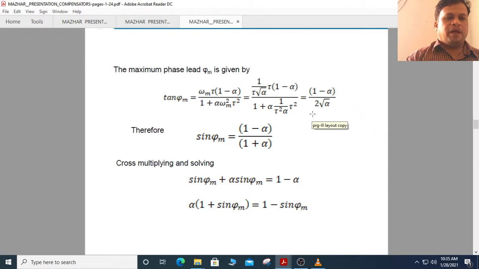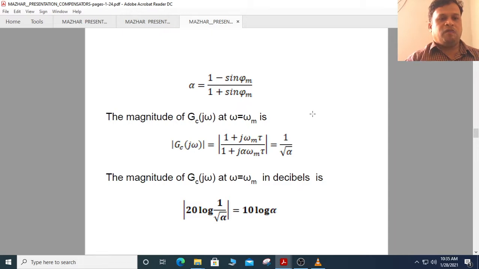Now cross multiplying and solving this equation, sin phi m plus alpha sin phi m is equal to 1 minus alpha. If you send the left hand side terms to the right hand side, it becomes alpha into (1 plus sin phi m) is equal to 1 minus sin phi m. Therefore, alpha is equal to (1 minus sin phi m) by (1 plus sin phi m).